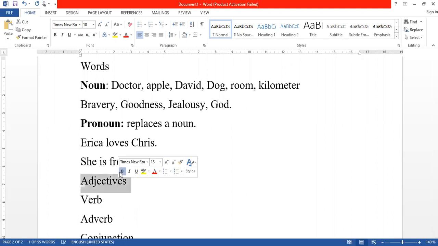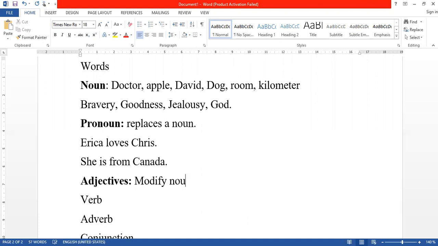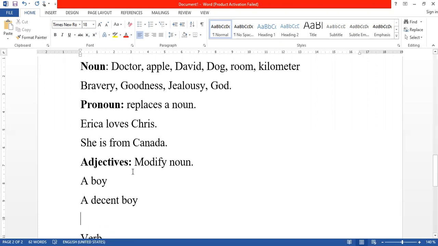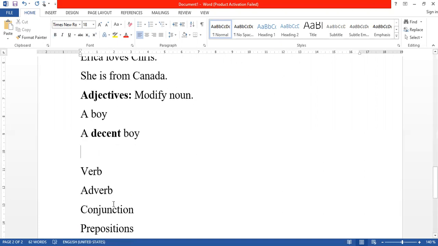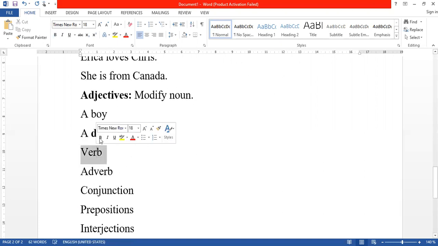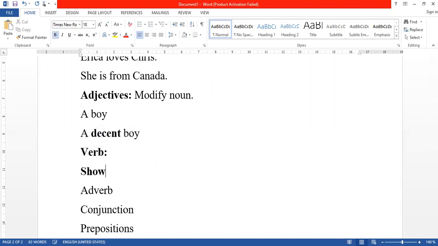Isi tarah adjectives jo hai, ye kya hai? These are like they modify nouns, right? Ye noun ko modify karte hain, theek hai? If I say a boy, right? A decent boy, right? So the word decent is an adjective that is modifying a noun. Similarly, if we talk about verb kya karta hai? It actually shows action.